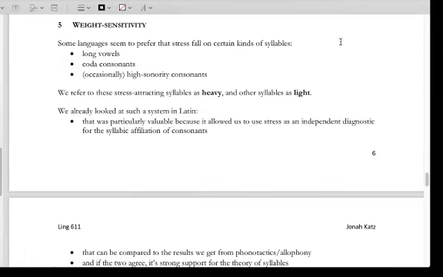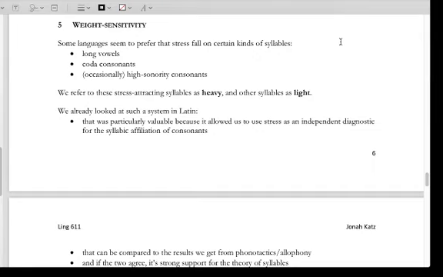So today we're going to be talking about weight-sensitive stress systems. And we already looked at one of these in Latin earlier in the semester when we did our syllabicity unit. So it might be worth going back to take a look at that handout. We're going to see some very similar patterns today.